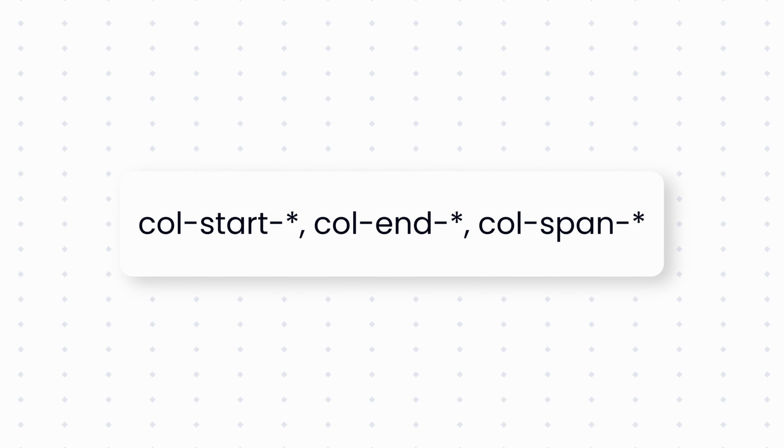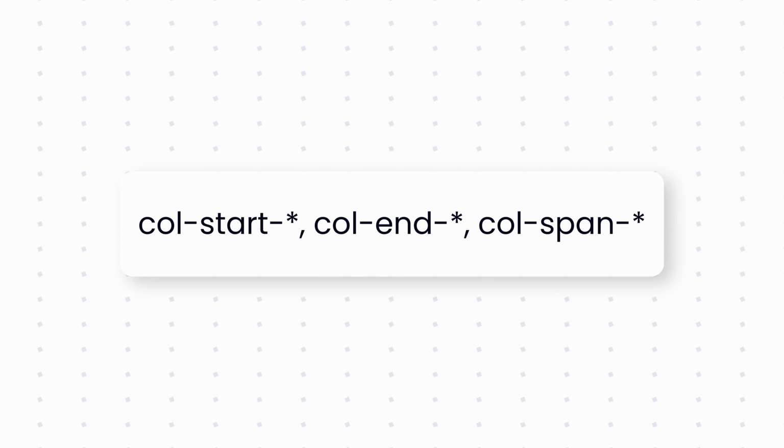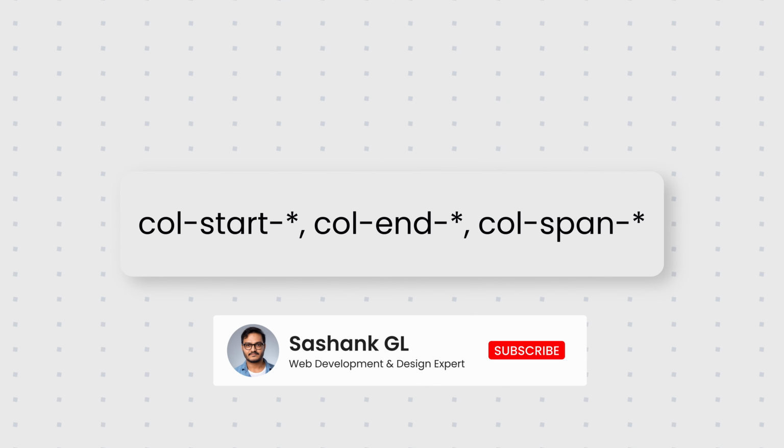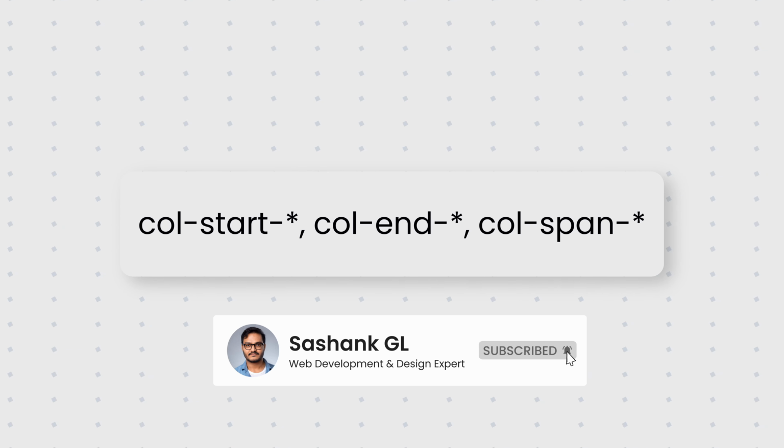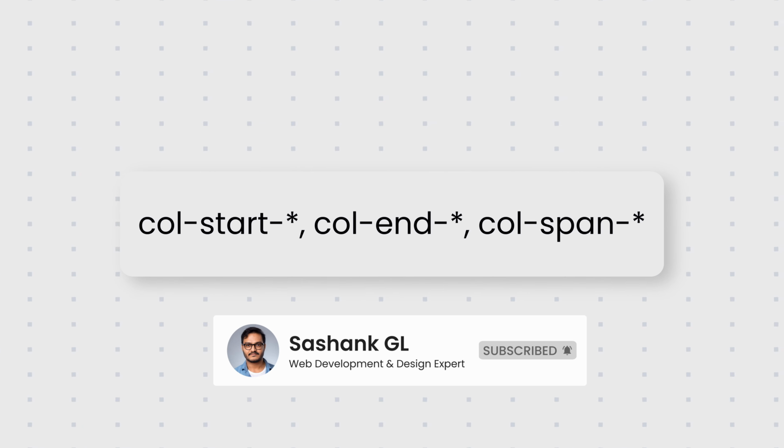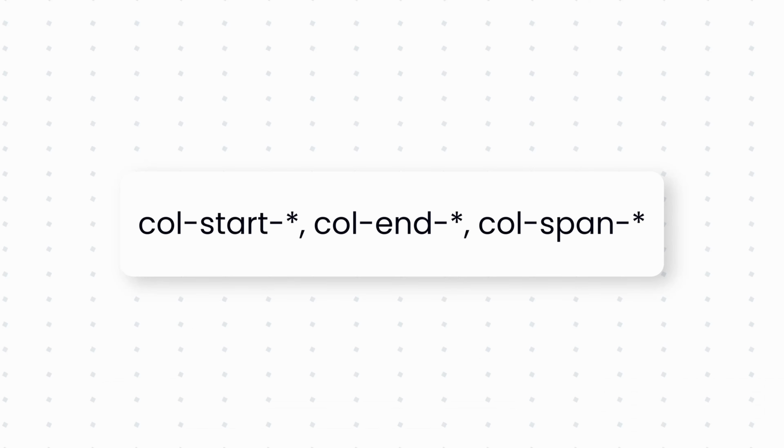Means if we use col-span-2, for example, it makes an item occupy the space of two elements, which is helpful for layouts where some items need to be larger, like a feature article in a blog. Now let's see them in a practical example.